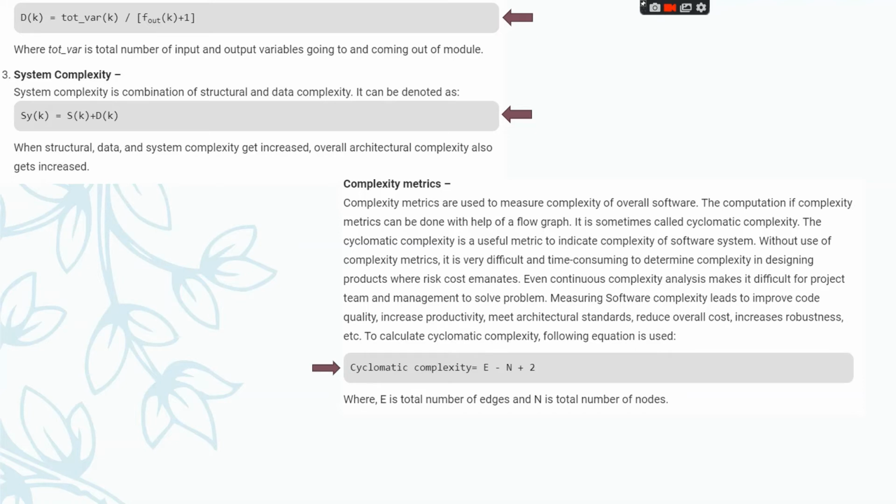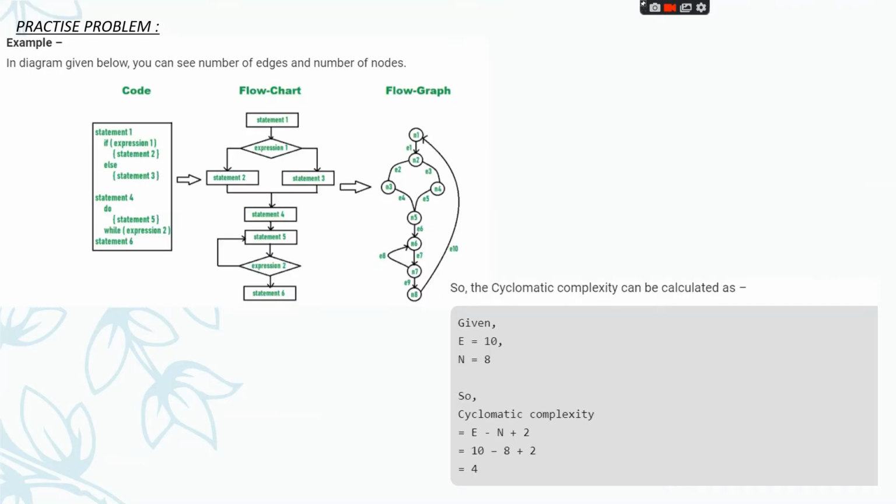Now to calculate the cyclomatic complexity, there is an equation. Cyclomatic complexity is equal to E minus N plus 2, where E is the total number of edges and N is the total number of nodes. Now we look into a very simple problem. In the diagram given below, you can see a number of edges and nodes. Here's a simple code syntax: statement 1, if condition expression 1 inside the brackets, then statement 2 block of statements, and else condition, then statement 3, then statement 4 in the do while loop, and statement 6 finally.